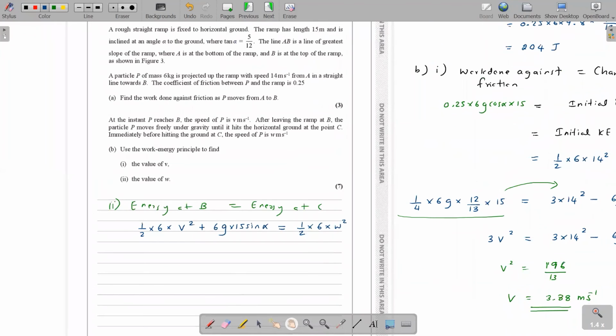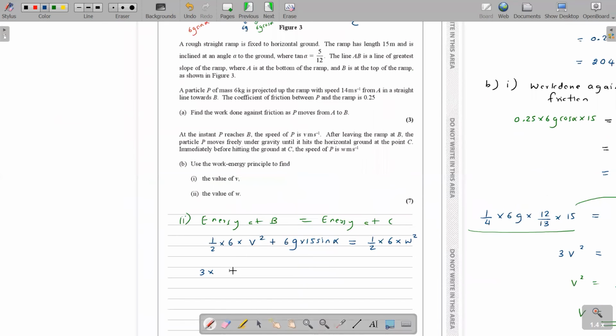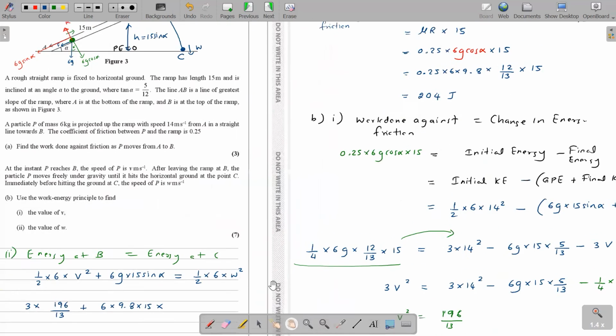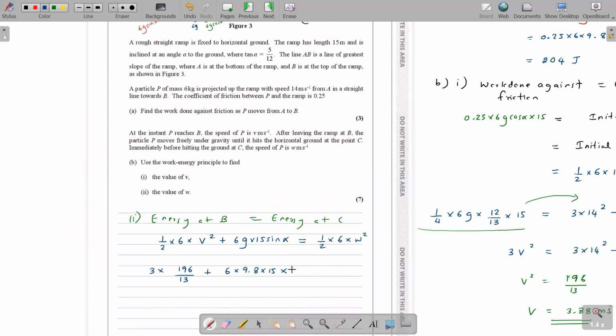Okay, so then basically input the values here. Half into 6 is 3. V square value we already have. V square is 196 over 13. Let's use that value. Plus 6, g is 9.8, into 15. Sine alpha is how much? What was our sine alpha? From this, opposite over hypotenuse, 5 over 13. Half into 6 is 3 times W square.